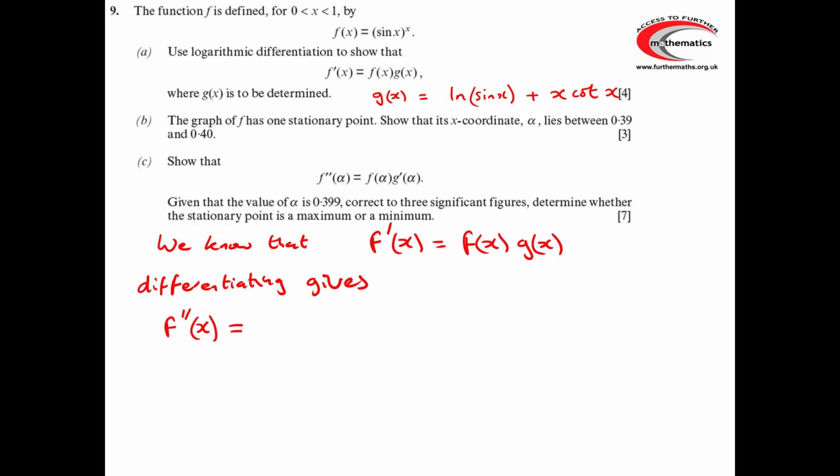So we've got f double dash x, the second derivative of f, equals the derivative of f of x times g of x. Now again, we've got a product here. We've got f of x times g of x. So we must use the product rule to do the differentiation. So if we use the product rule on f of x times g of x, we get the derivative of f times g plus f times the derivative of g.